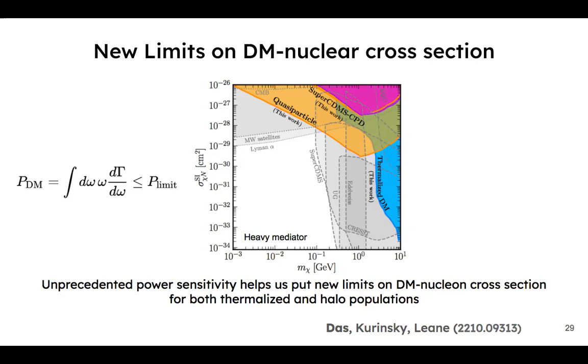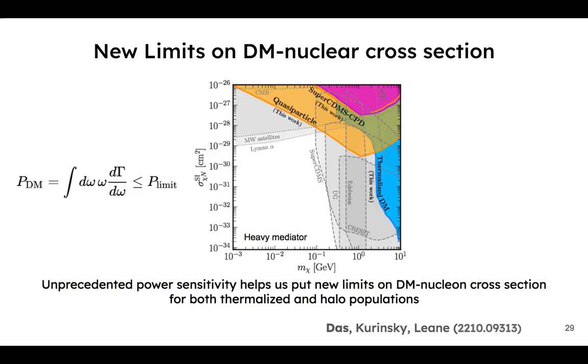And this is only the beginning. In future, these devices are going to improve much more, and hopefully we'll have much better constraints then. So these are for the halo dark matter. You can also do the same for the thermalized dark matter or the captured dark matter that I told you about. This blue contour is for that. In this case, we are not actually limited by the sensitivity of the experiments at all. We are limited by the evaporation.